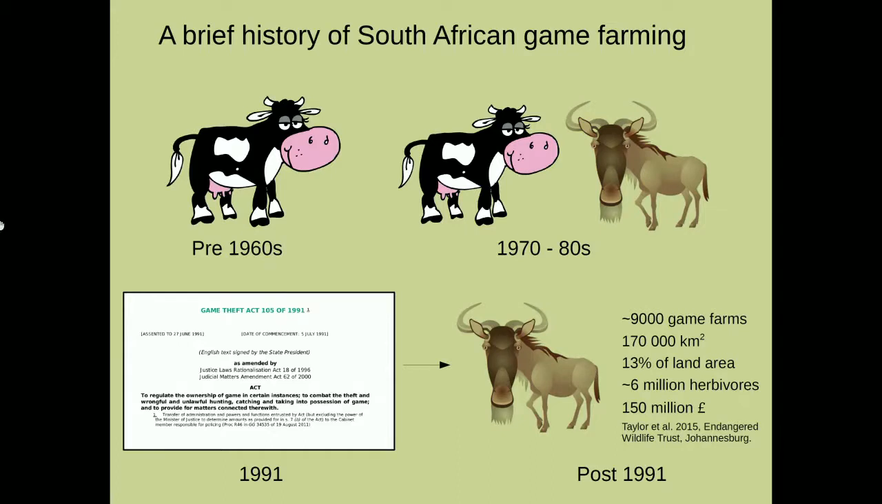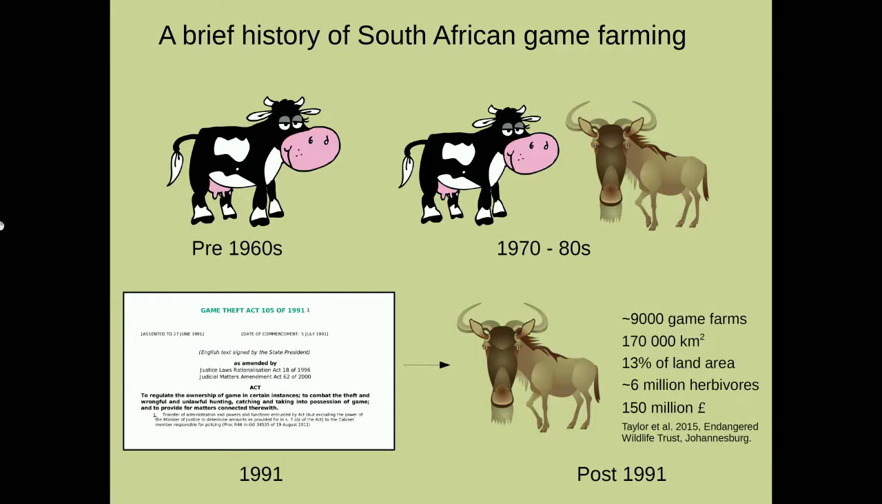And that meant that wildlife could start to actually be privately owned. It was economic assets that you could put a price tag on. And from then on, we've had a quite rapid increase in number of game farms. And this is from a rather recent report by Andy Taylor, who estimates that it's about 9,000 game farms in South Africa at the moment, which covers a whopping 13% of the total land area in the country. So this is a pretty big scale activity.